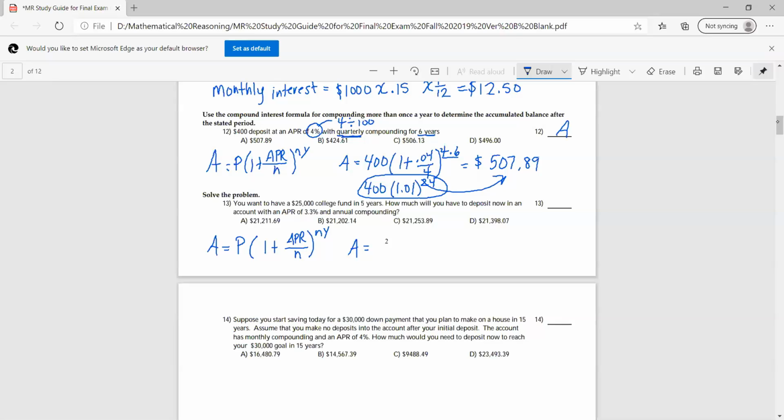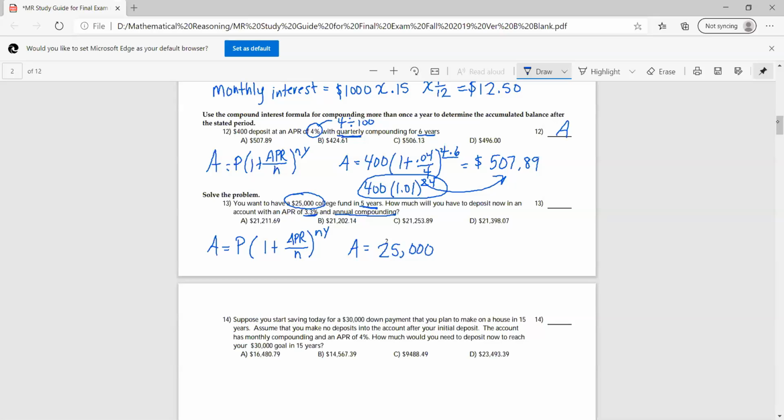Okay. On number 13, same type of problem. We're going to start out with $25,000 in a college fund for 5 years. And it says, how much will you have to deposit now in an account with an APR of 3.3%? And annual compounding. So that means it's only compounding one time a year. So all these Ns are just going to be one. So $25,000.